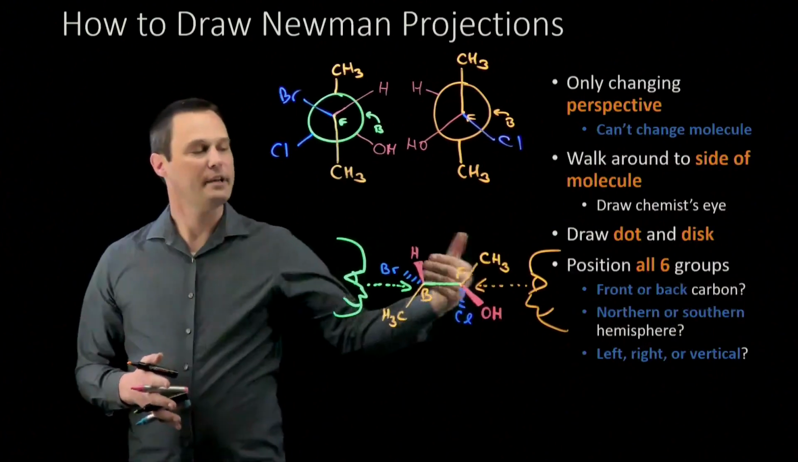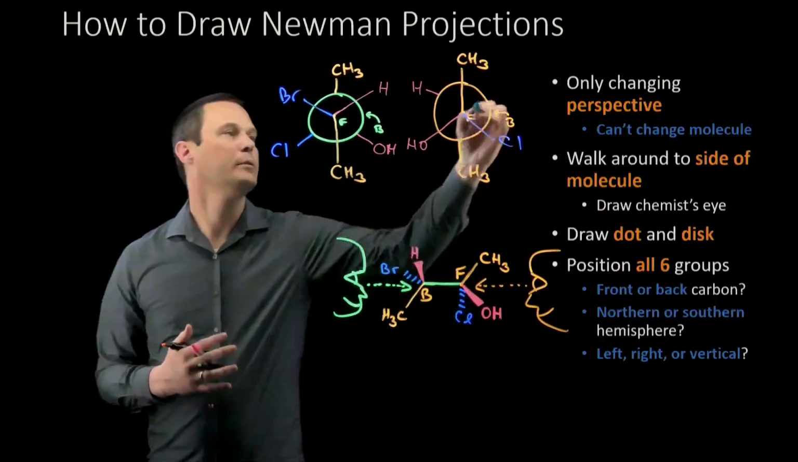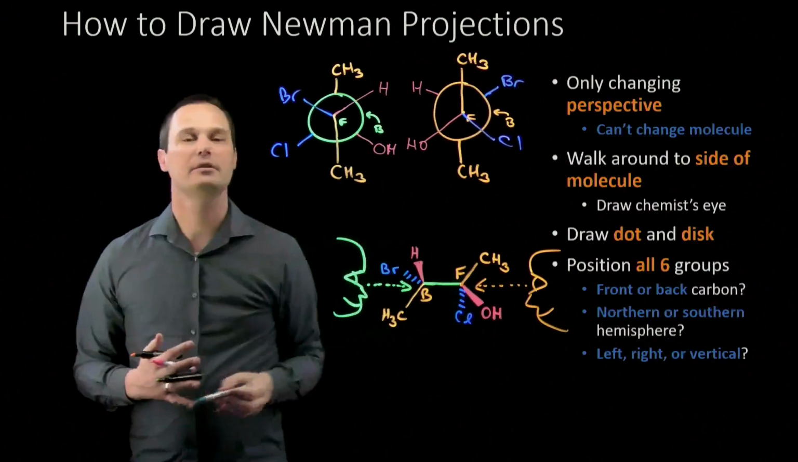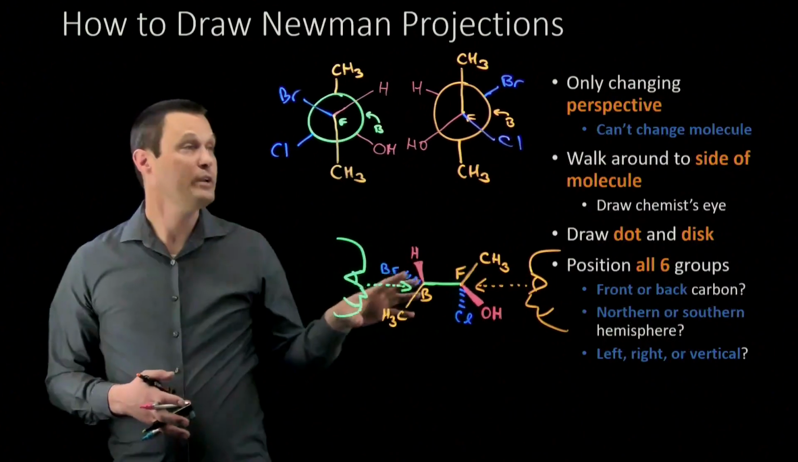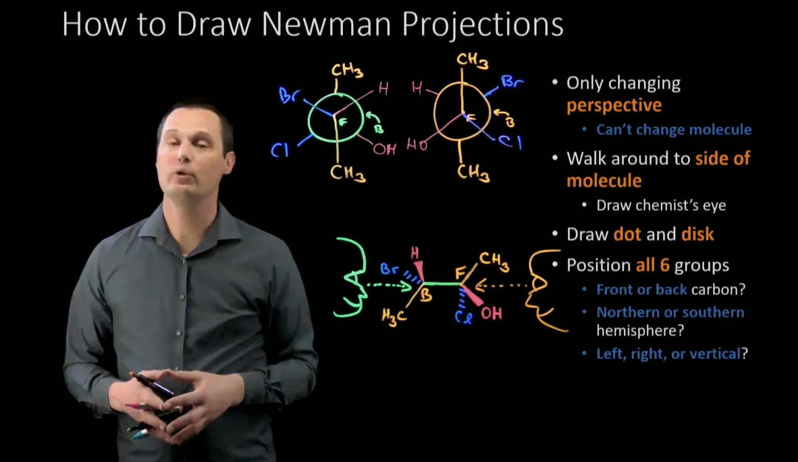This bromine group will be attached to the right side of the molecule on that back carbon up in the northern hemisphere. This completes the Newman projection for this molecule, looking at it from the other side. And that's really all there is to it. These three guiding questions will make sure you put the right groups in the right place.